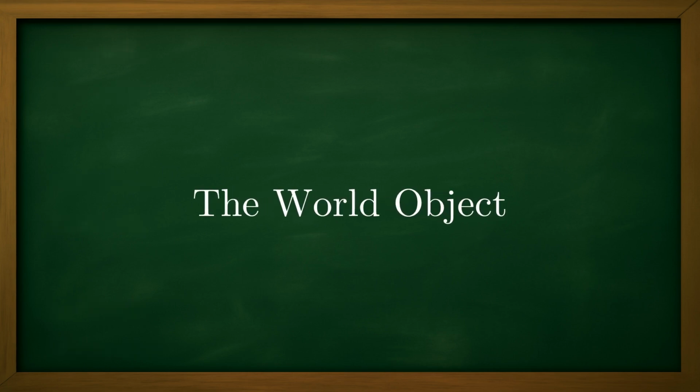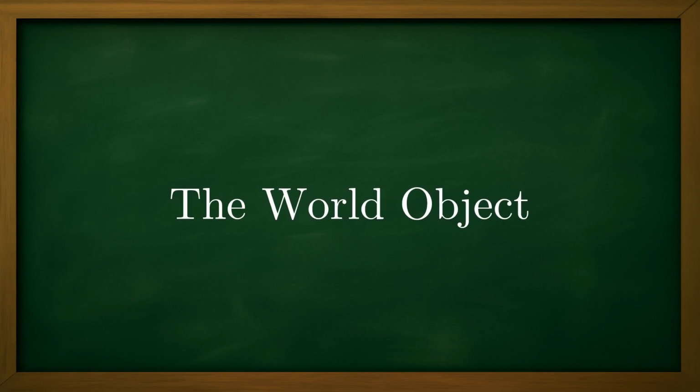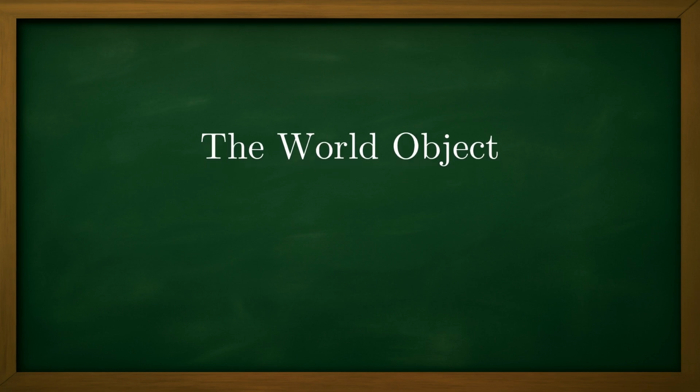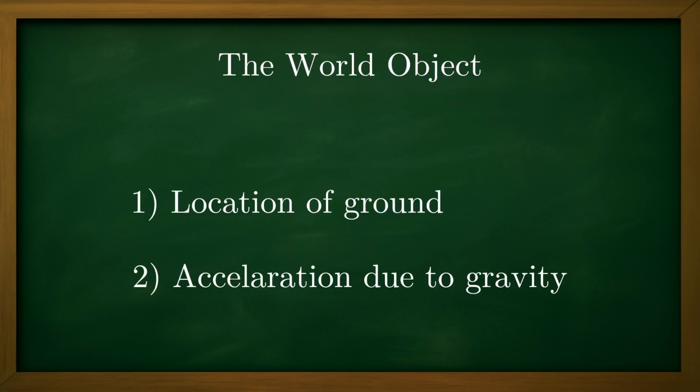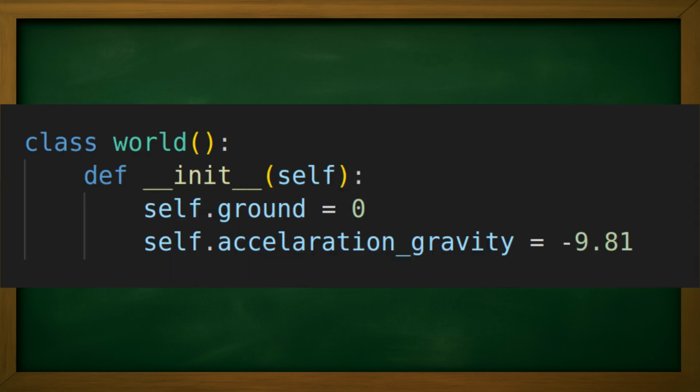We will build the world object first. The world object has two properties: the location of the ground and the acceleration due to gravity. So the class world would look like this in Python. It has two parameters: ground with a default value of 0 and acceleration underscore gravity with a default value of minus 9.81.